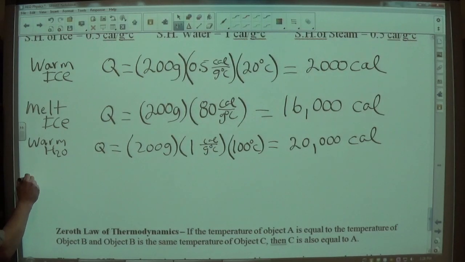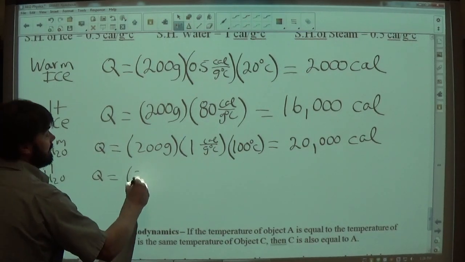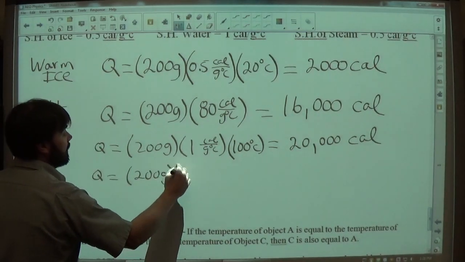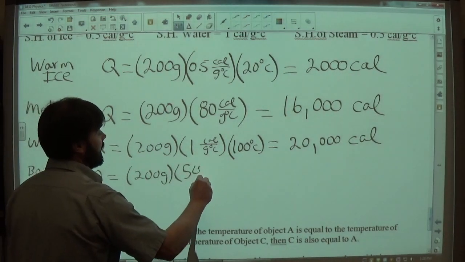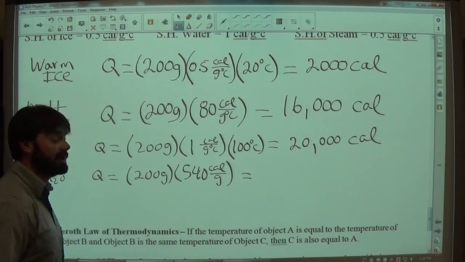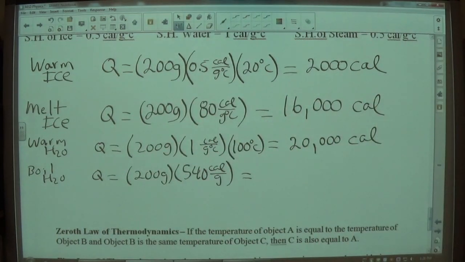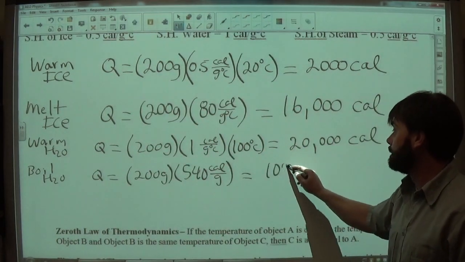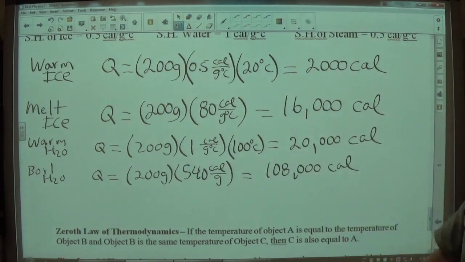But if we're actually going to boil or vaporize the water, we need to add more heat. And it's a lot of heat. Every gram of water requires approximately 540 calories, 540 calories per 1 gram, just to change it from water to steam. So that's a huge input of energy. If we multiply that all out, I get 108,000 calories. So way more energy input just into that one stage than all of the other stages combined so far.